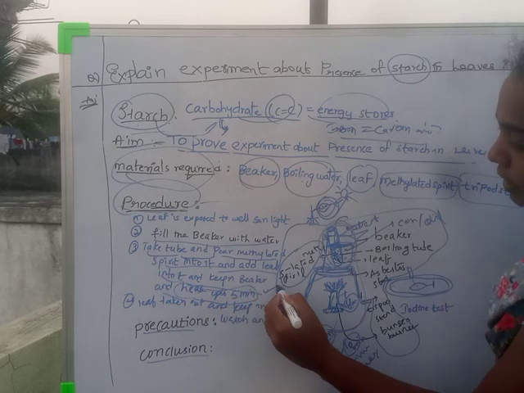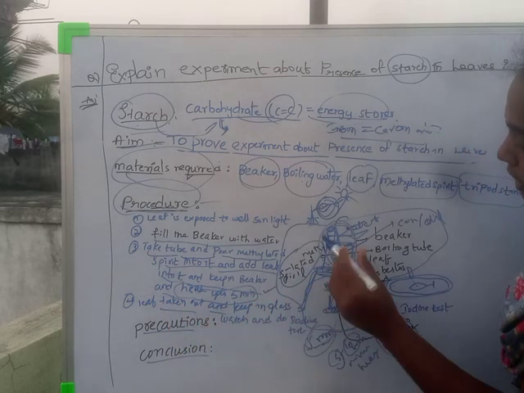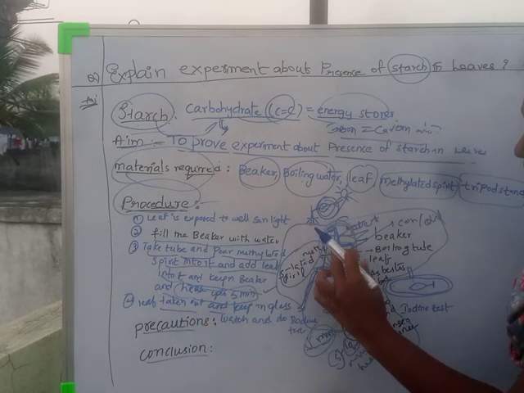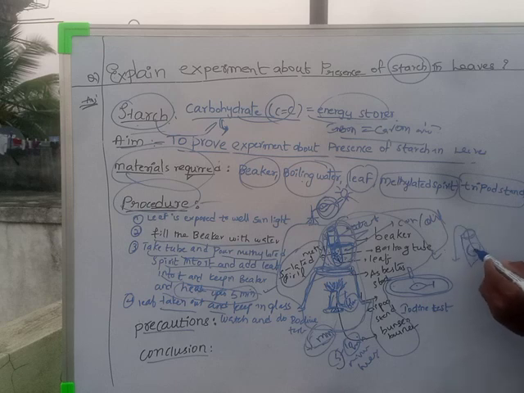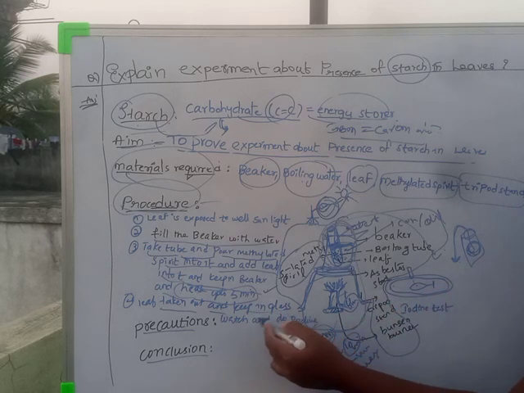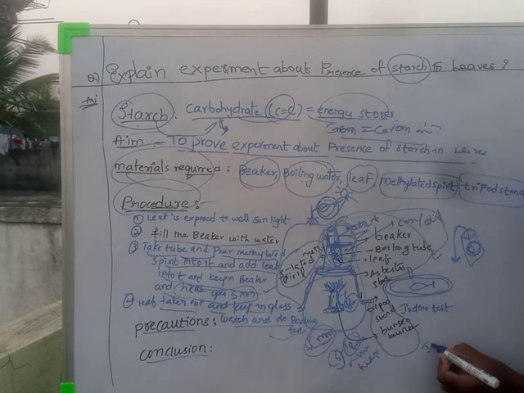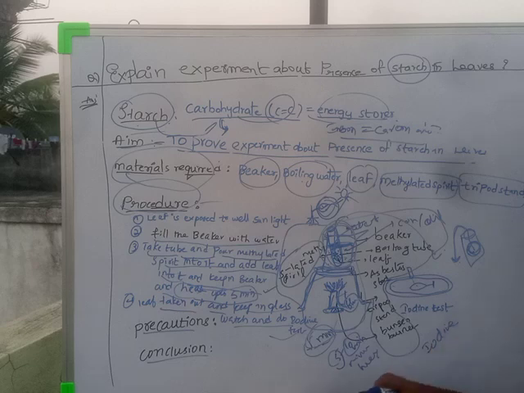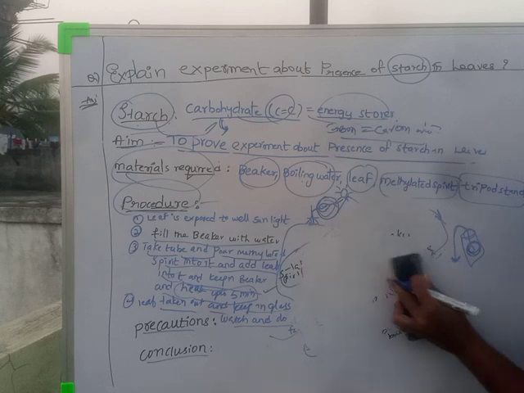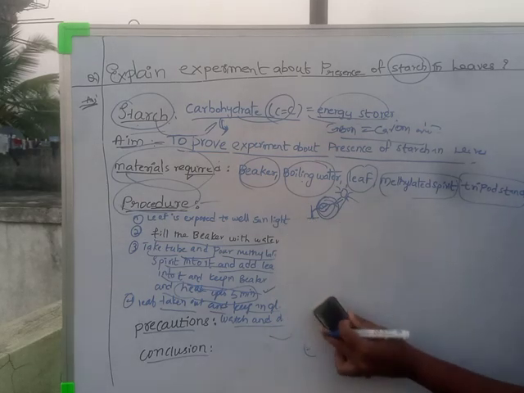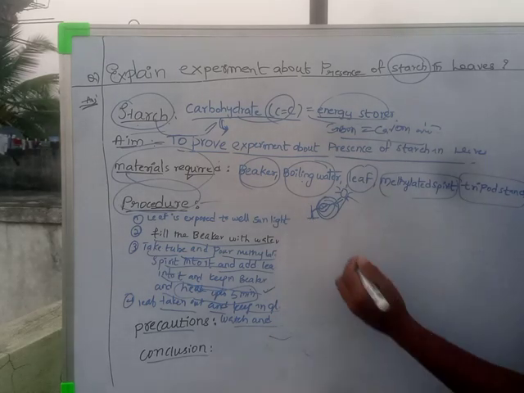Now after that, take the leaf. After that, take this test tube from this beaker. Now we have to keep the leaf out of it with the handler, and after that what we have to do is the iodine test. We have to do the iodine test here.